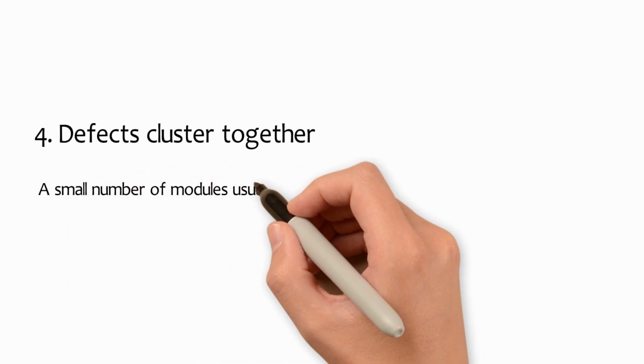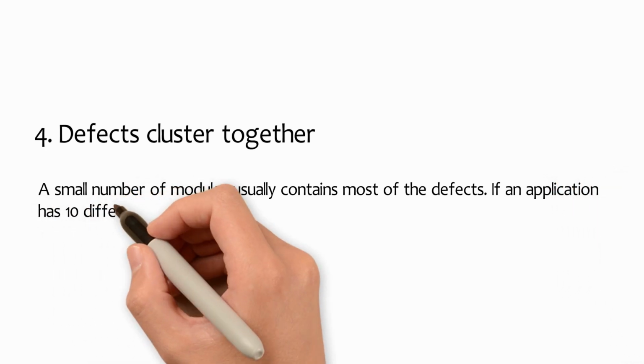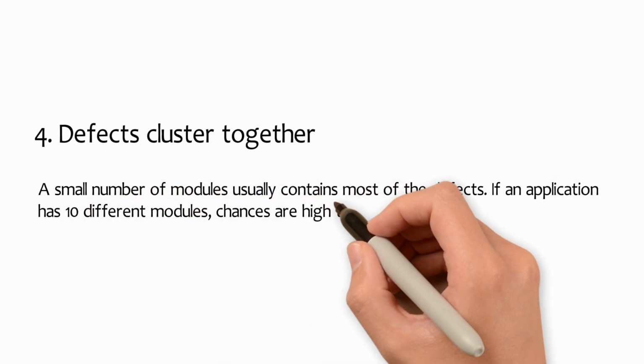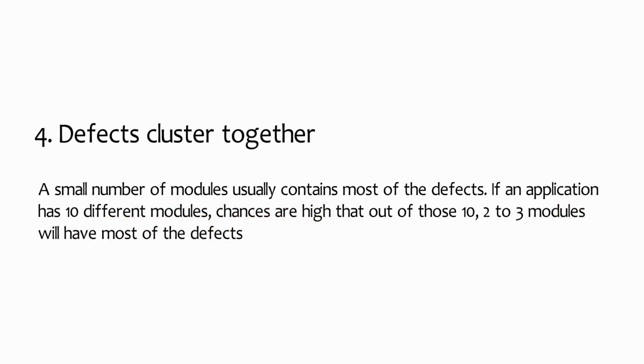Defects cluster together. A small number of modules usually contains most of the defects. If an application has 10 different modules, chances are very high that out of those 10 modules, 2 to 3 modules will have most of the defects.